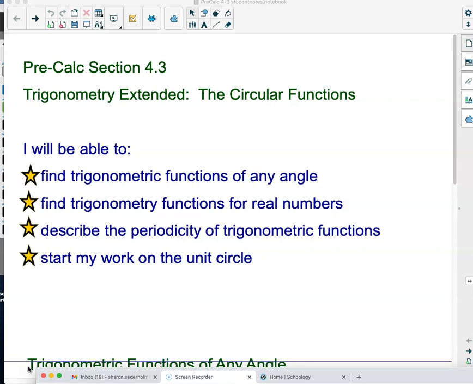And 4-3, we're not going to go really in depth on 4-3 today, because I do want to save some of that for when we get back in the classroom together after you guys have been gone for 5 days, because President's Day is next Monday. So Pre-Calc 4-3 is trigonometry extended, as we start to learn all of the information that we need to talk about the unit circle and using that. You want to be able to find trigonometric functions of any angle. We definitely will cover that today. Find trigonometric functions for real numbers. We'll be talking about that today. But describing the periodicity of trigonometric functions and starting our work on the unit circle, we'll wait until after break to come back to that.